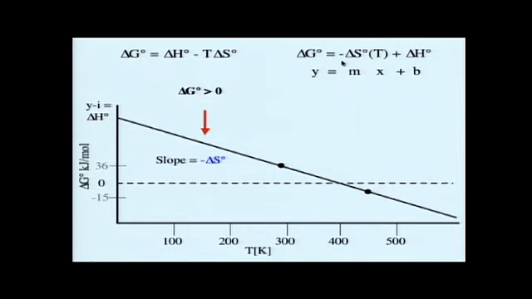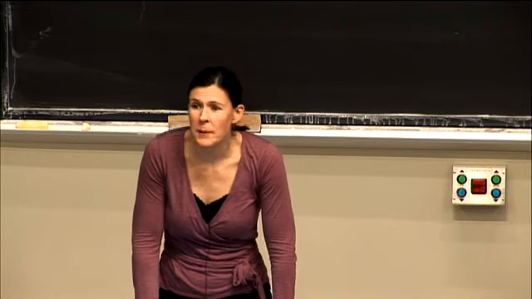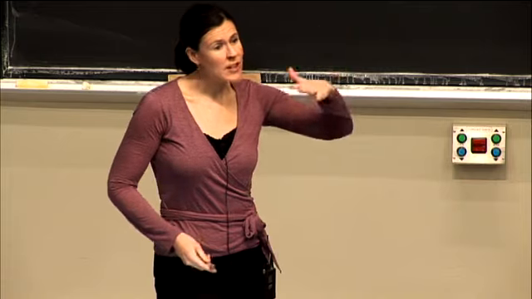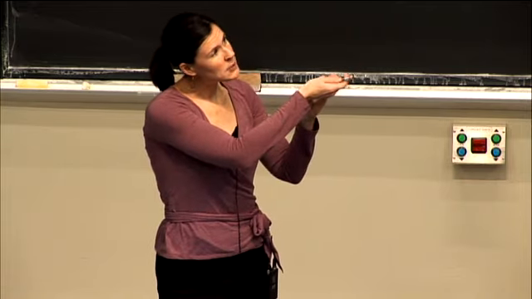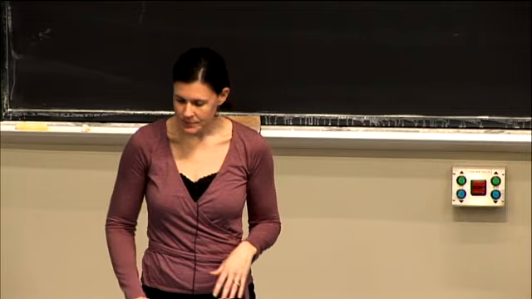So again, what I want to point out is that any time we're at a temperature that's lower than this threshold temperature here, we're going to find that delta G is greater than 0, and we're going to be dealing with a non-spontaneous reaction. However, if we move our temperature up and up and up, so we go across the graph this way, eventually we'll hit a point where if we're above that temperature, we'll find that delta G is less than 0, and now we have a spontaneous reaction.